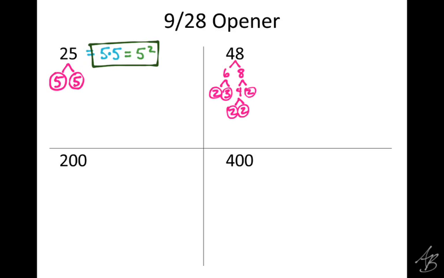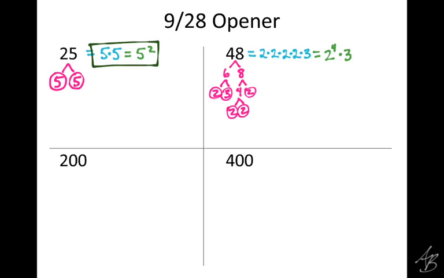Now, we didn't have to worry about this on the last one because they were both the same number, they were both 5s, but what do we need to make sure when we're writing this in standard form? We need to make sure they're in what order? Least to greatest, exactly. All right, so what's that going to look like? Cami? 2 times 2 times 2 times 2 times 3. All right, and then how about the exponential form? 2 to the 4th times 3.